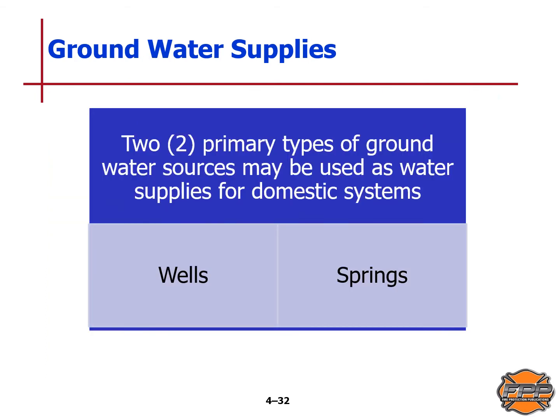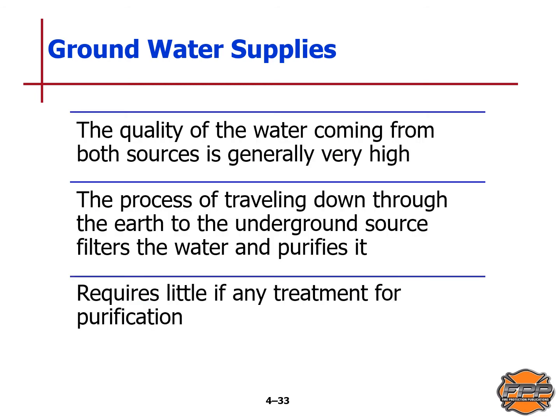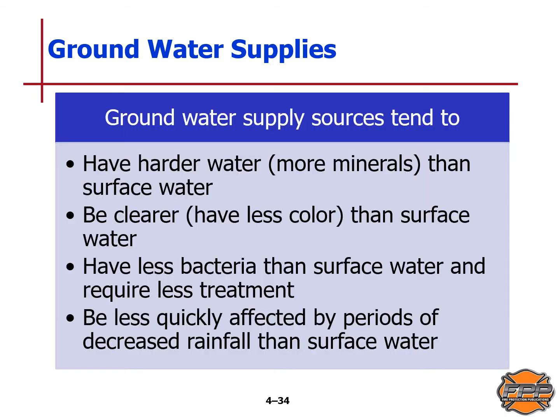With groundwater supplies, there are two primary types of groundwater sources that may be used as water supplies for domestic systems: wells and springs. The quality of the water coming from both sources is generally very high. The process of traveling down through the earth to the underground source filters the water and purifies it. It requires little, if any, treatment for purification purposes.